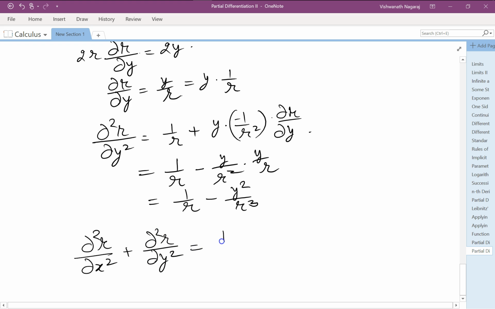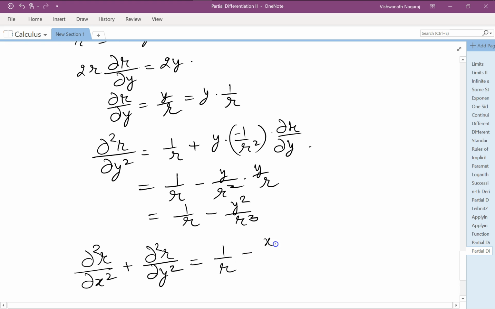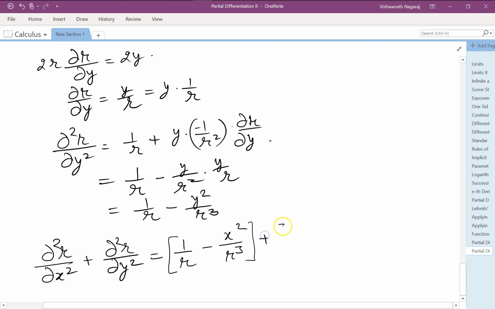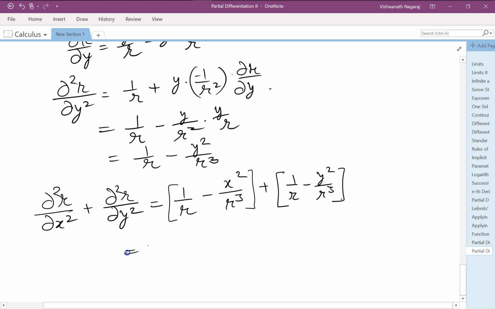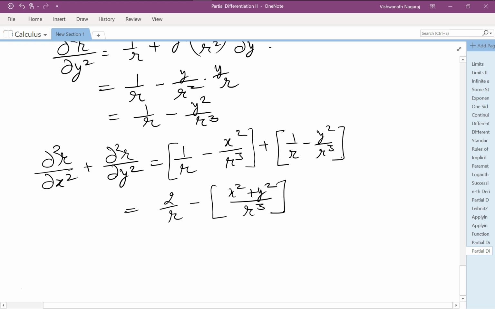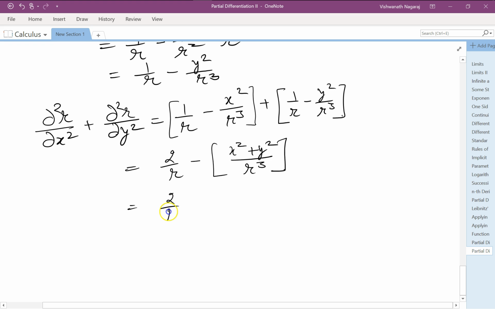Let's add these two. So 1 by r minus x square by r cube, plus 1 by r minus y square by r cube, which is equal to 2 by r minus (x square plus y square) by r cube. Now 1 by r is common. 2 by r minus x square plus y square is what? r square by r cube. x square plus y square is r square.